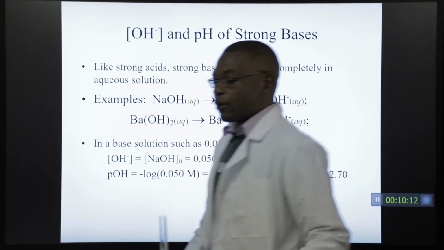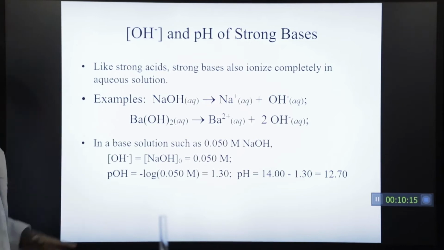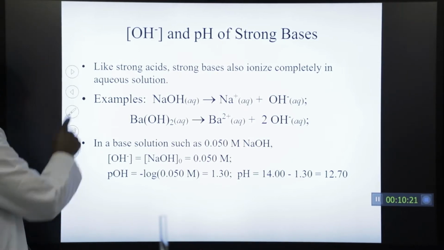So this is how we handle pHs and concentrations of materials which exhibit acidic or basic properties.